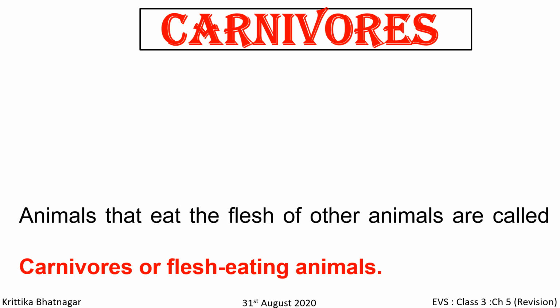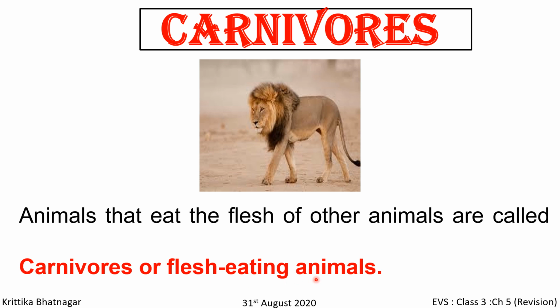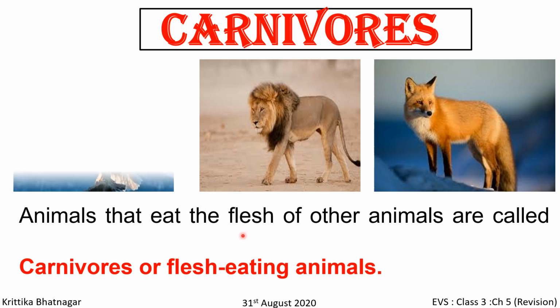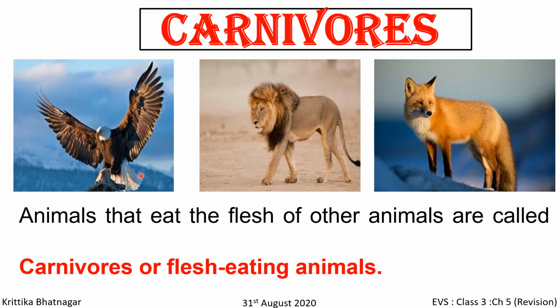Carnivores. Carnivores are the animals that eat flesh of other animals. So they are also called flesh-eating animals. Some of the examples are eagle, tiger, fox, lion.